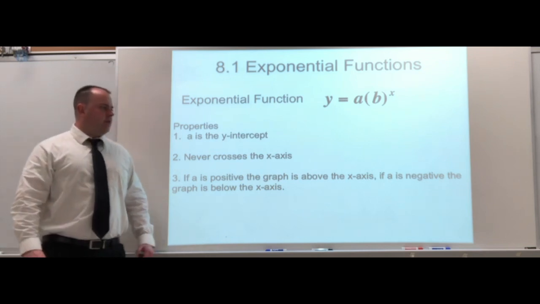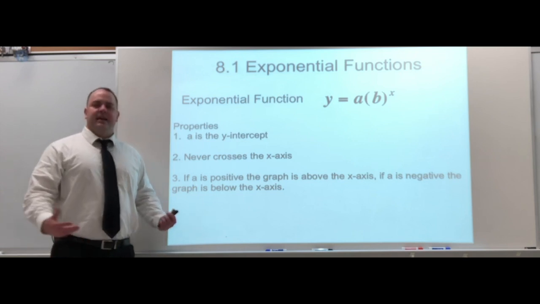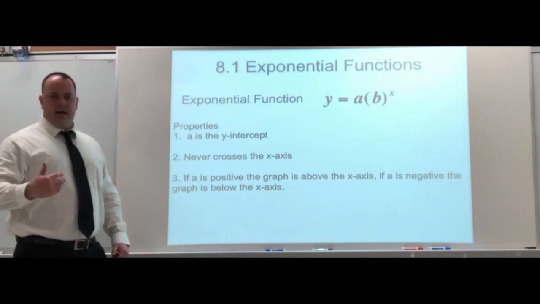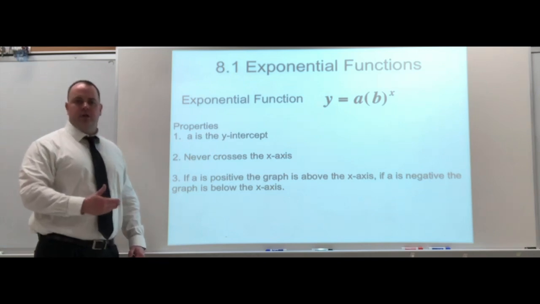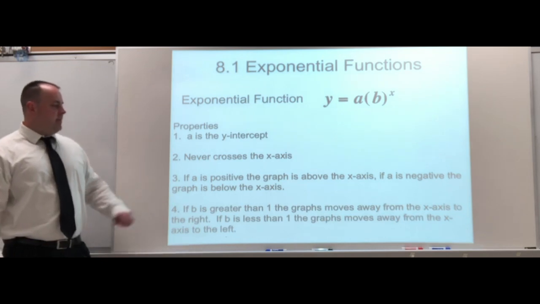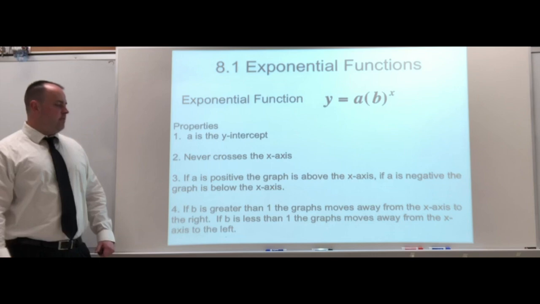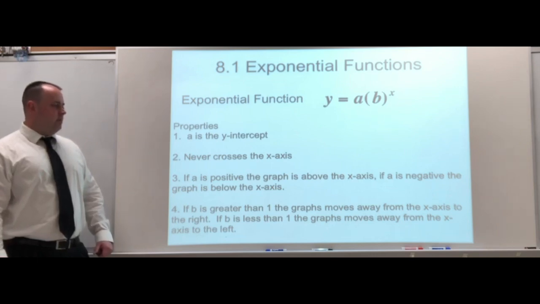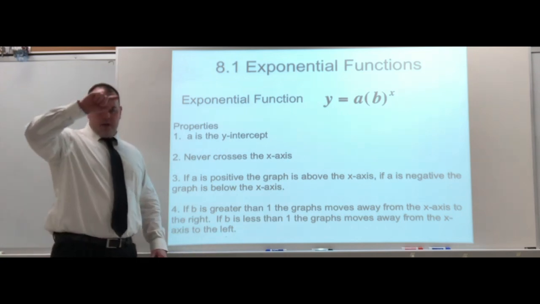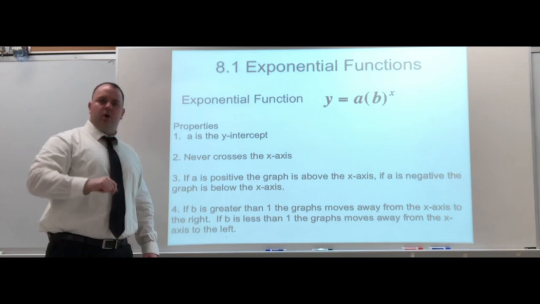If a is positive, the graph is above the x-axis. If a is negative, the graph is below the x-axis. And that's really just looking at the flipping reflection over the x-axis, just like we did in the parent function back in chapter 7. And if b is greater than 1, the graph moves away from the x-axis to the right. If b is less than 1, the graph moves away from the x-axis to the left. And what we mean by that is, where does it start curving up? Is it going to the left or is it going to the right?